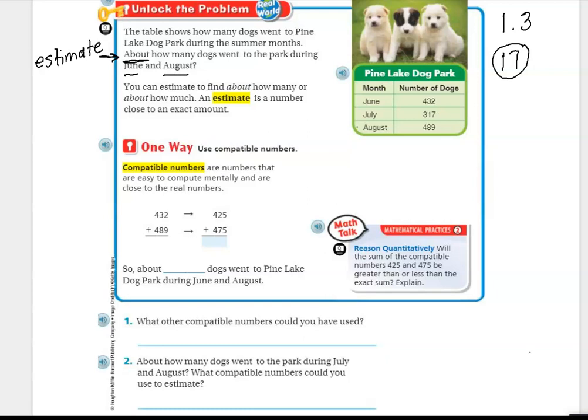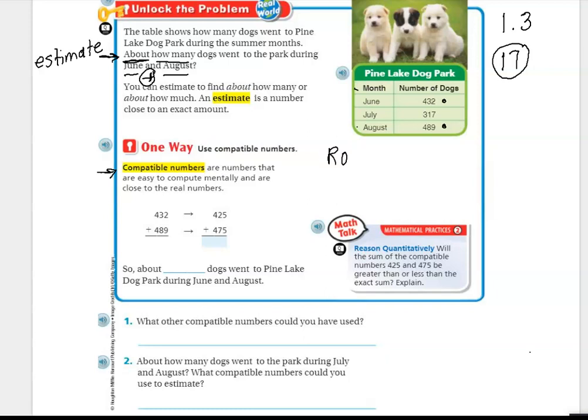So let's take a look at our chart over here. I see the labels for each month: June, July, and August. The number of dogs are listed, and we're focusing on June and August. So when I see the word "and" there and the words "how many," I know that I need to combine those two together. So a way that we can do that where we're just finding the estimate is we're going to find compatible numbers.